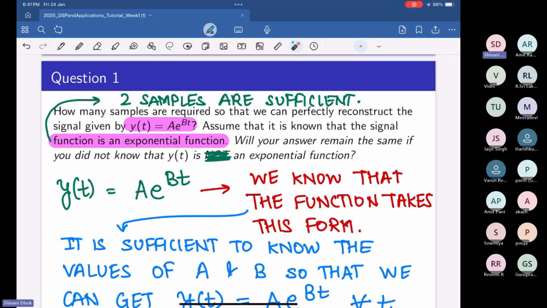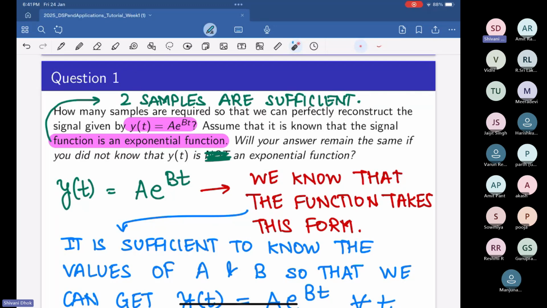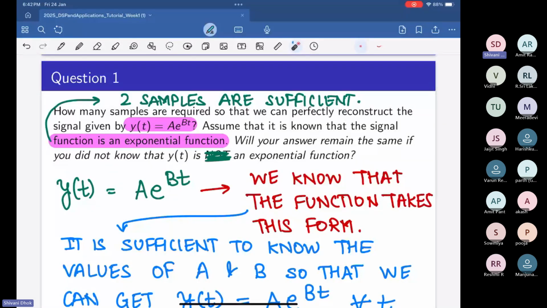Am I right? So for obtaining those two equations, I will have to observe this y of t at two different time instants. So if I observe only two samples of y of t and get the value of A and B, I don't need to observe this y of t for remaining time instants. So now for any given time instant, I can tell you the value of y of t because I know A and B. Does this answer your question now?